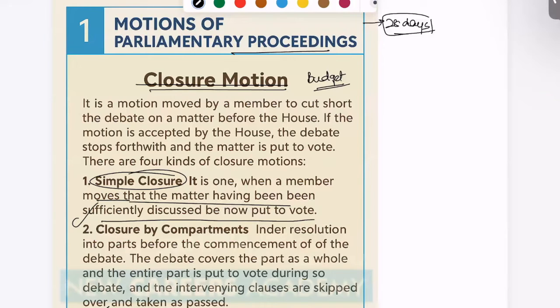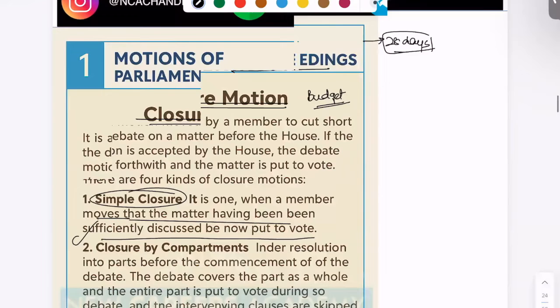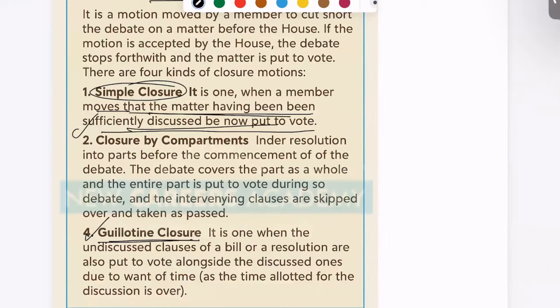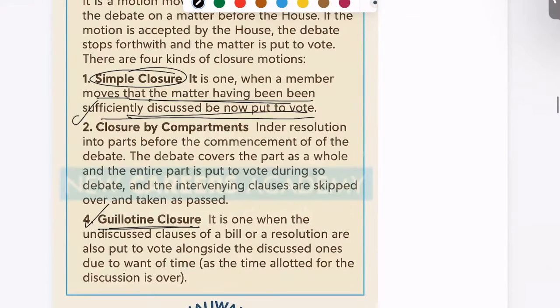हाँ, 28 डेज में बजट पास होना चाहिए. 75 डेज होता है फाइनेंशियल बिल के लिए. तो 28 डेज के अंदर बजट, when you announce, 28 डेज में पास होना चाहिए, तो सीधा वोटिंग हो जाएगी without any debate. पास करना है कि नहीं, सीधा यस या नो. Guillotine. Closure by compartments means डिफेंस का बजट डिस्कस कर लिया, पास करना है. फाइनेंस का बजट डिस्कस किया, पास करना है. इसको simple closure, it's having one member moves the matter having been sufficiently discussed and put to vote, ये बोलते हैं.